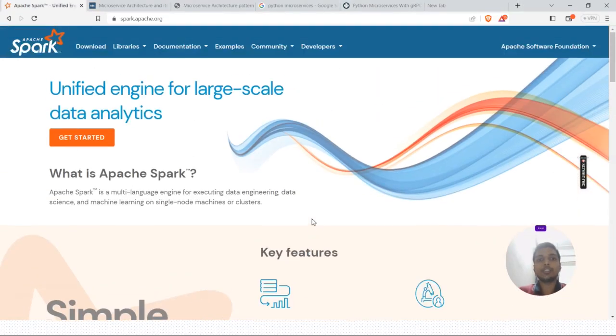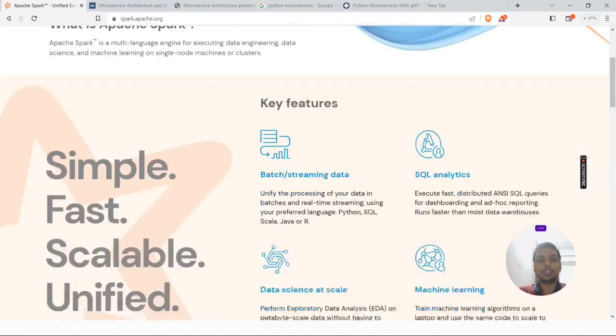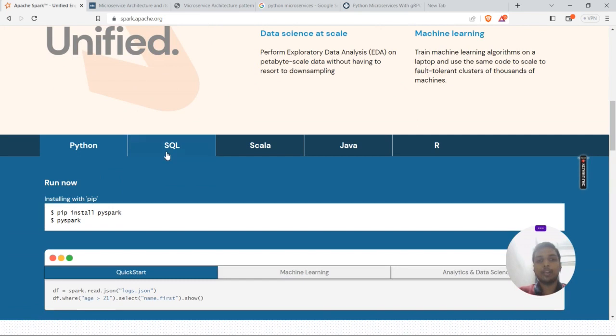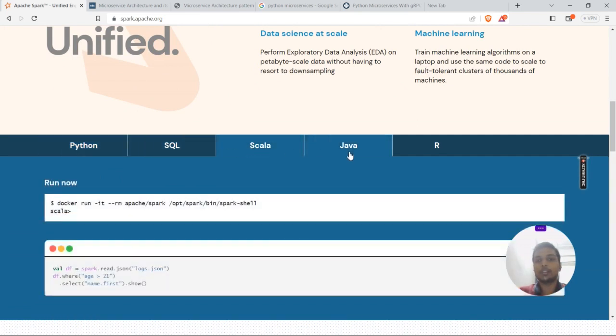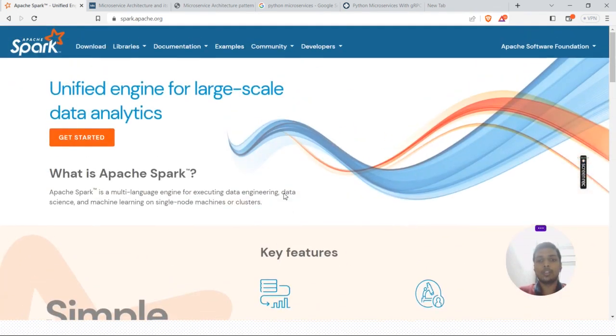And another thing which stands out for Spark is that it's a multi-language engine. It supports multiple languages: Python, SQL, Scala, Java, R. You can see in the official doc all of these are supported. We may be using Python more in our series. And apart from that, one other thing you need to understand, it's a computing engine, not the end storage.